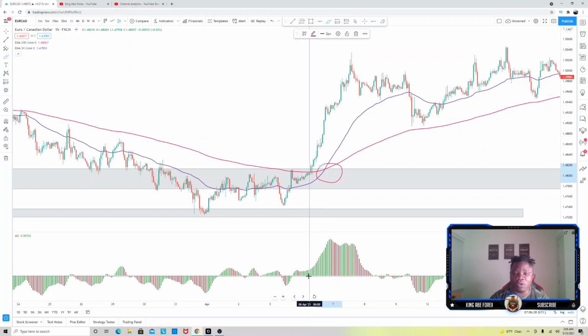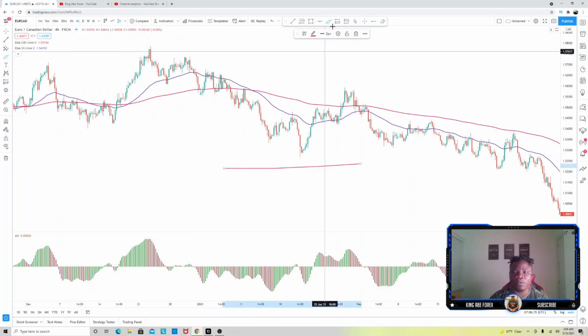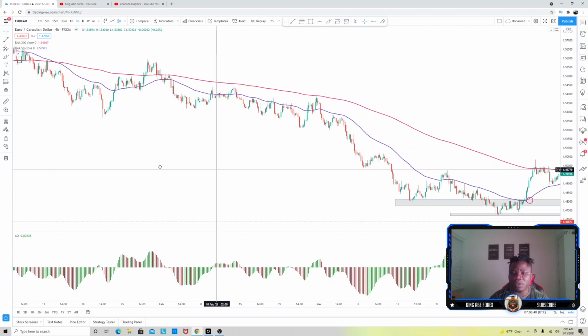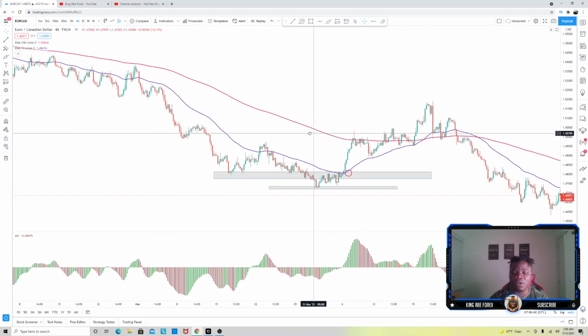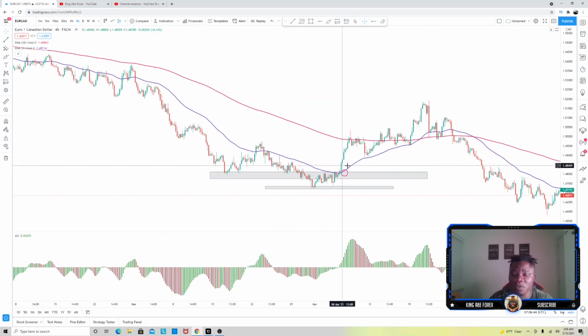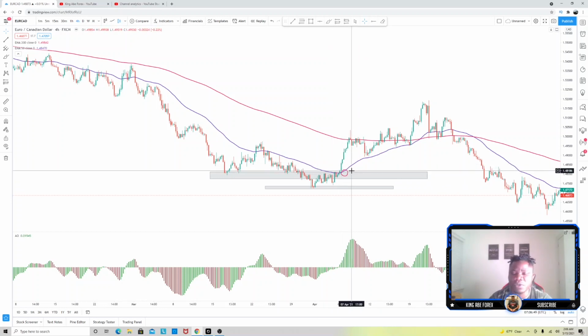And you also have to make sure that whatever is going on on the 1-hour time frame is the same thing that's going on on the 4-hour time frame. So, for example, for this buy trade, you have to make sure that price is above the 50 EMA. You need to make sure you see that.